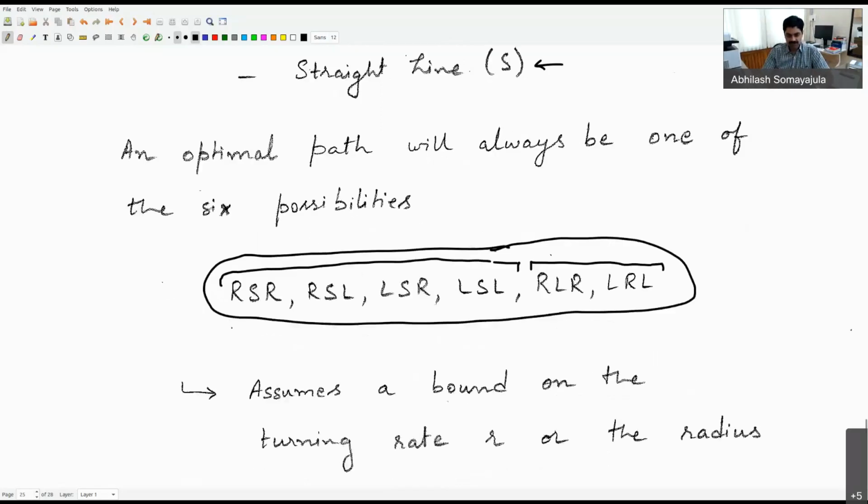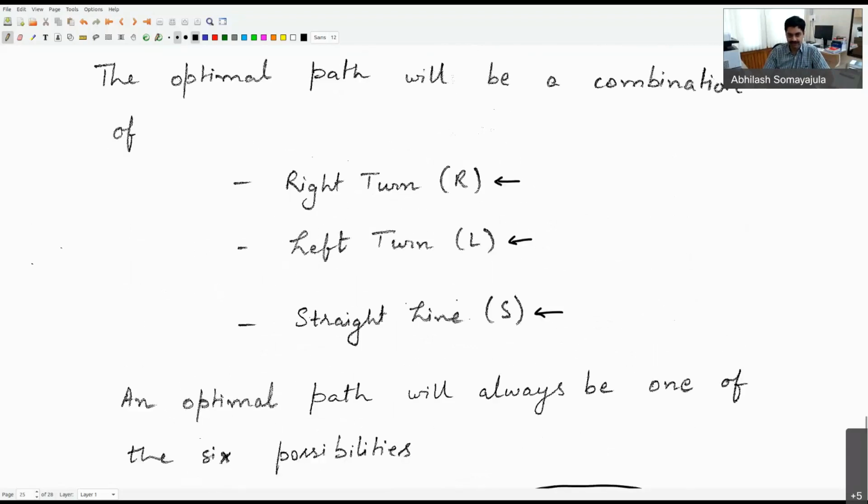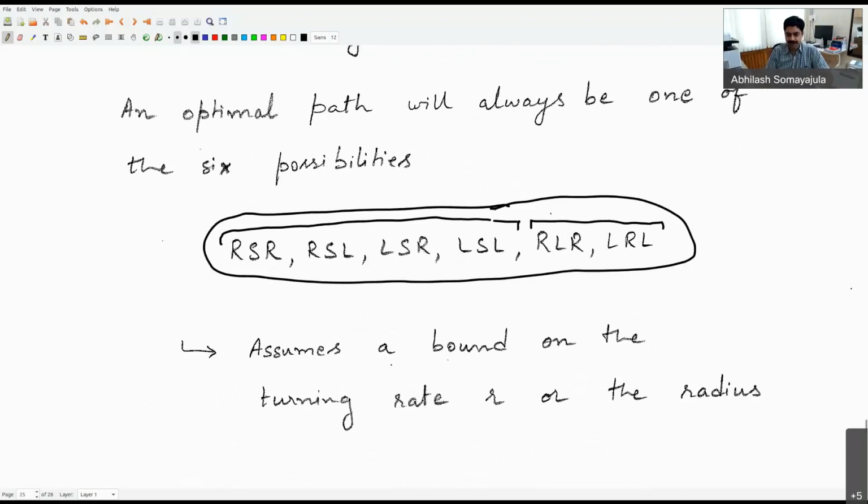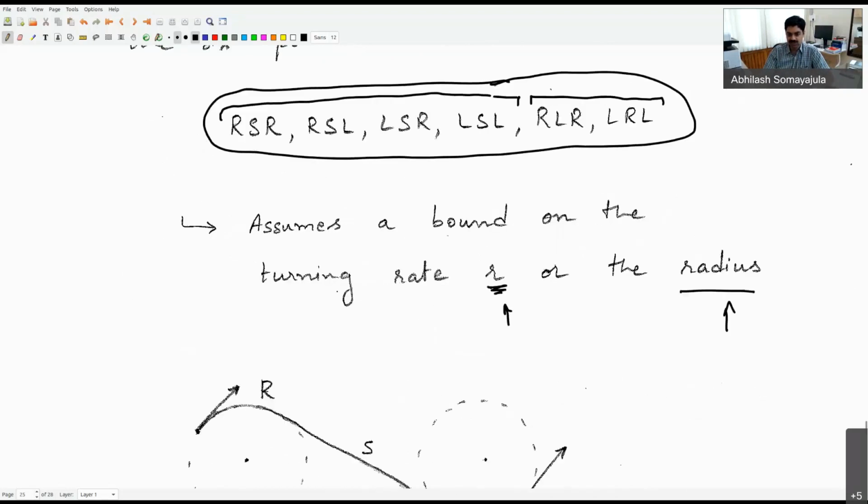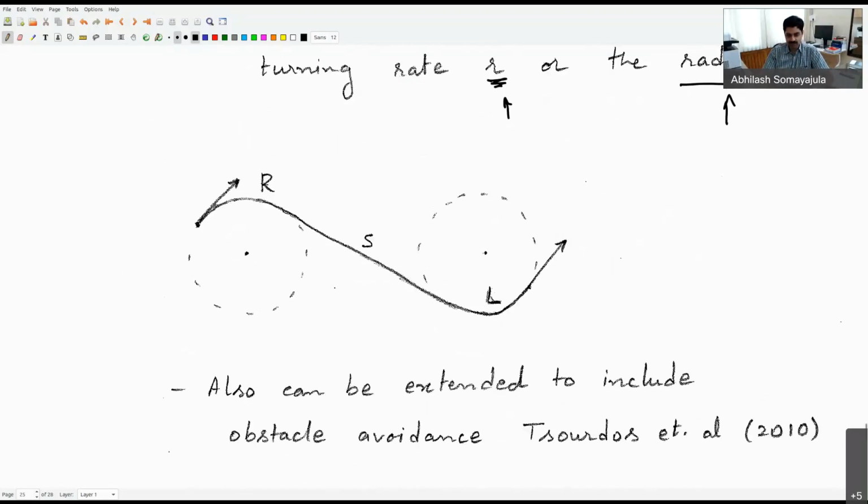So here what we are assuming is, notice that when we specify the right turn and the left turn, we are assuming that there is a bound on the turning rate. So I can't turn as quickly as I want, but there is some limiting factor of how fast I can turn. Or you can even specify this in how sharp your radius of curvature can be. So in either case, that constraint is taken into account when you are formulating the path between the 2 orientations which are specified. So let's take a look at one example.